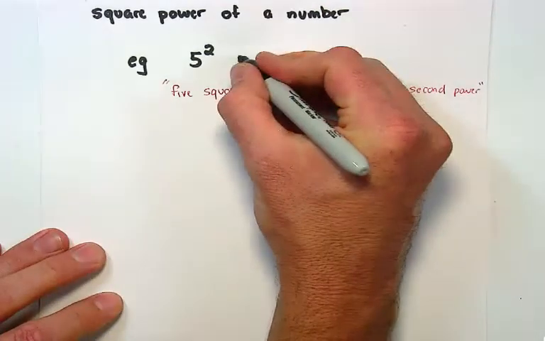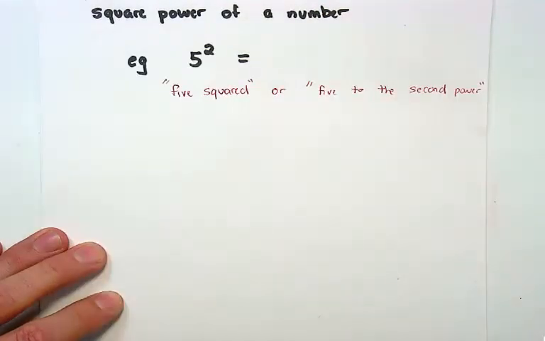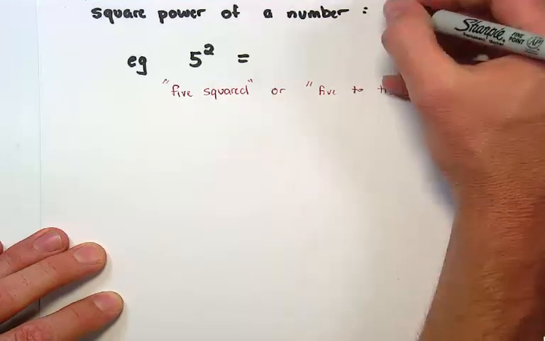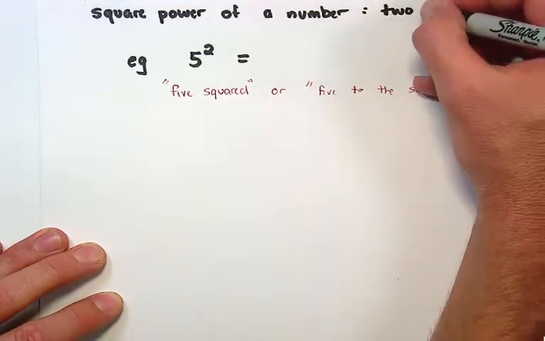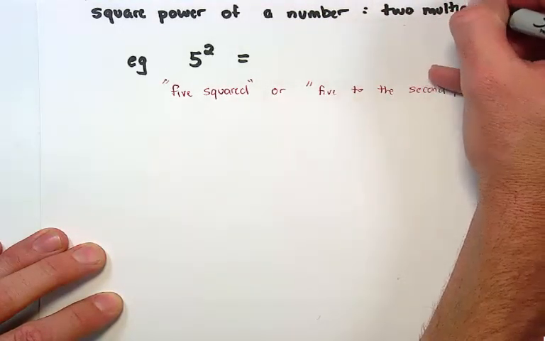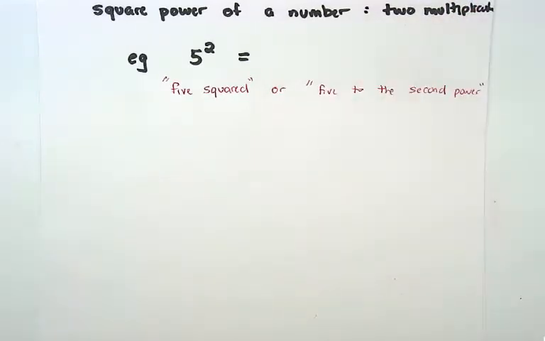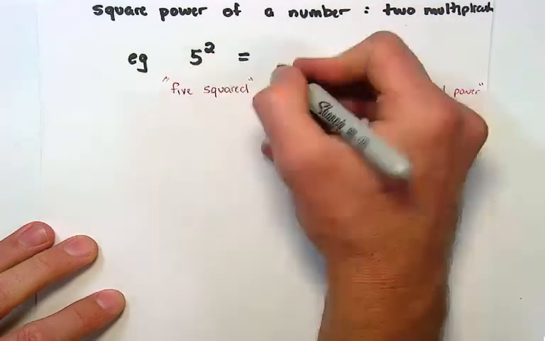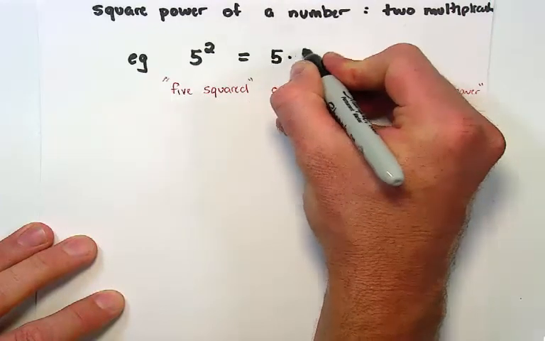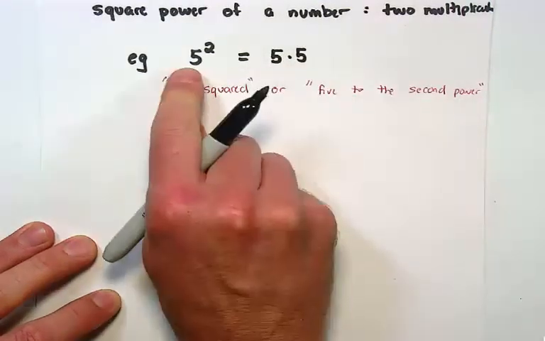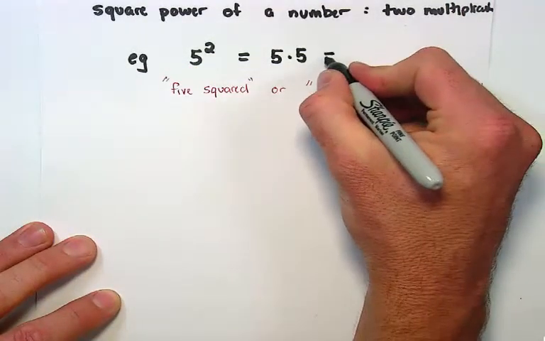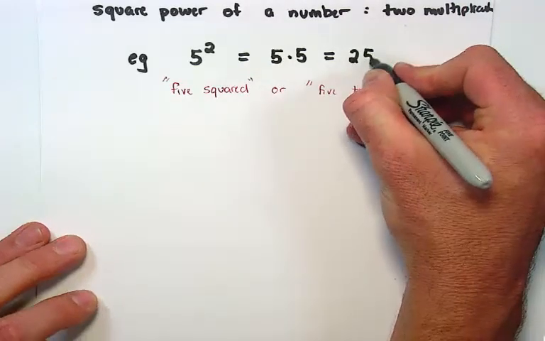And when we're thinking about the square of a number, we're going to count 2 multiplications. So here, when I say 5 squared, what I really mean is 5 times 5. There are 2 multiplications with the number 5. And of course, 5 times 5, we're going to conclude is 25.